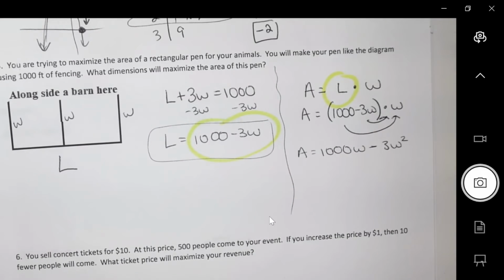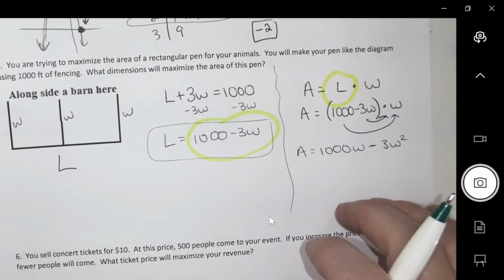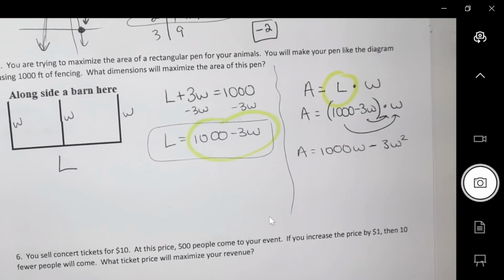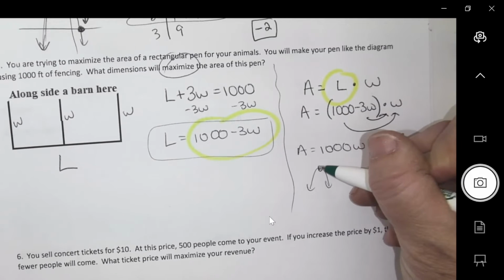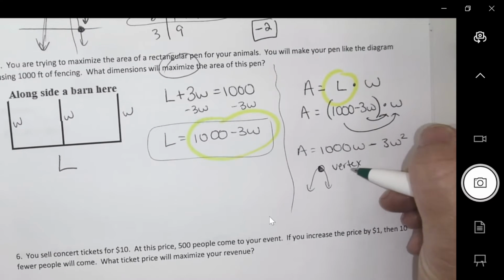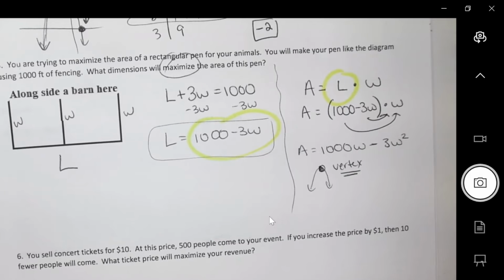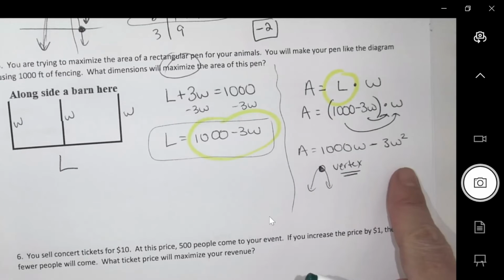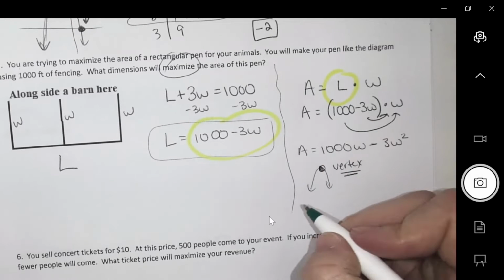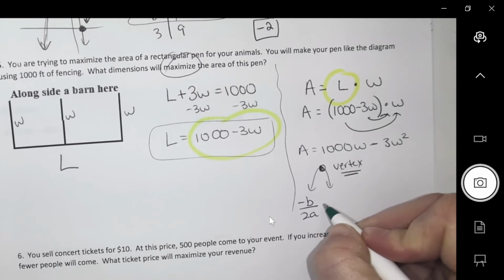Okay, now we've got our equation. This is our quadratic. I'm trying to get a max, so I need to analyze the vertex. If I'm going to get a max, that's the vertex. It's going to be on the top. Okay, how do I get a vertex? What's that little thing we always do? When it looks like this, how do you get the vertex? Negative b over 2a.